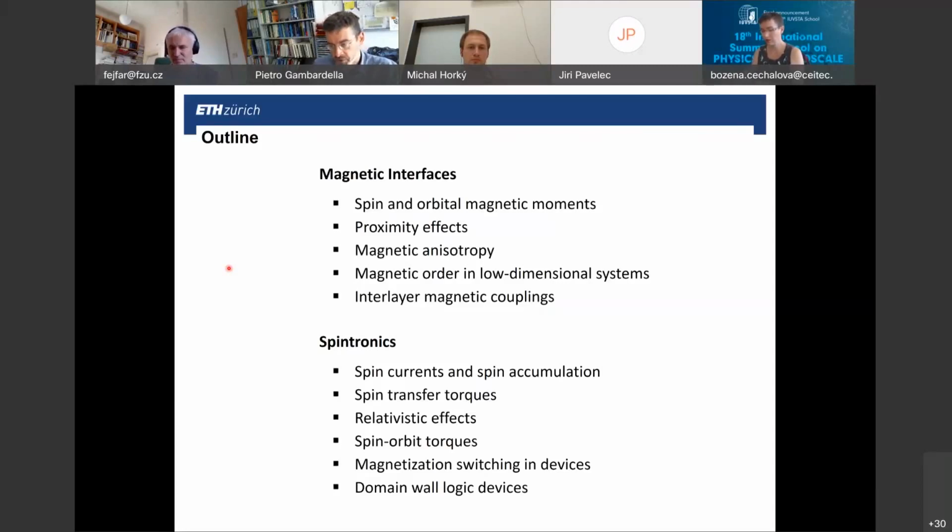notions of magnetic moments. And then I will move on to a description of transport effects generated by electric current injection in magnetic conductors. And so then we deal with spin transfer torques, spin orbit torques, and what we can do with these torques.